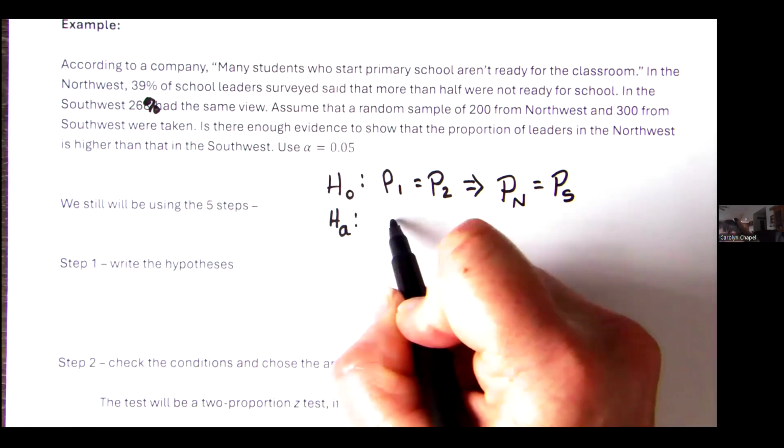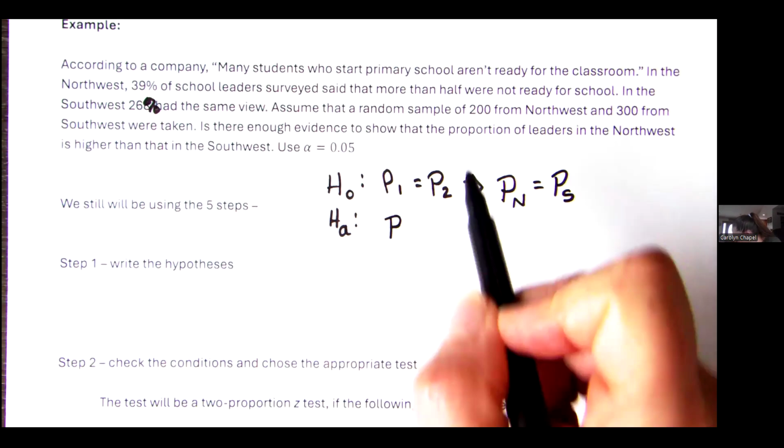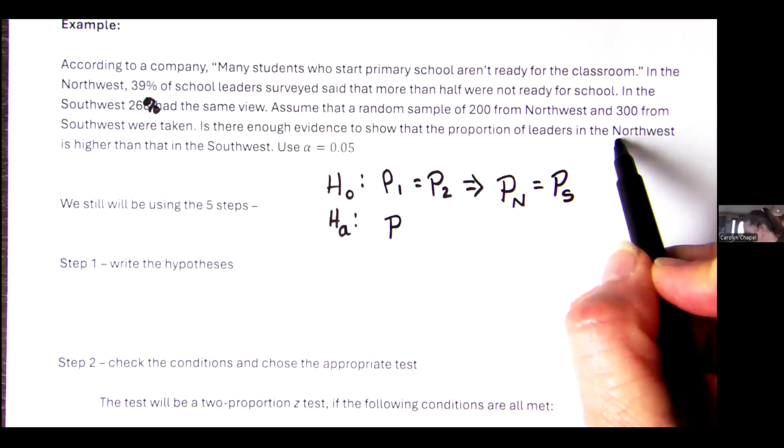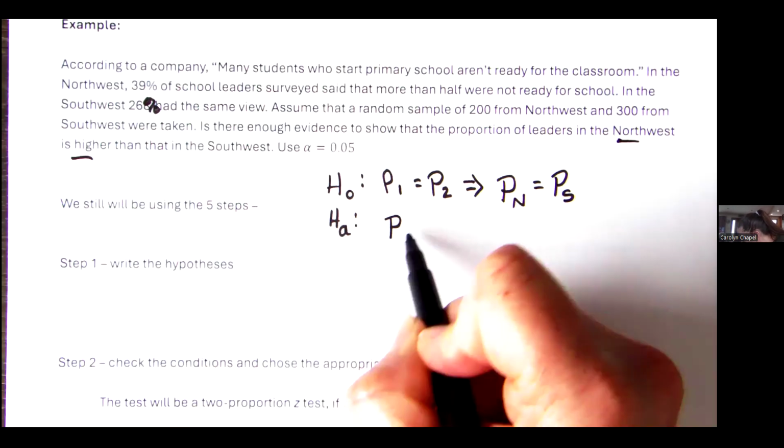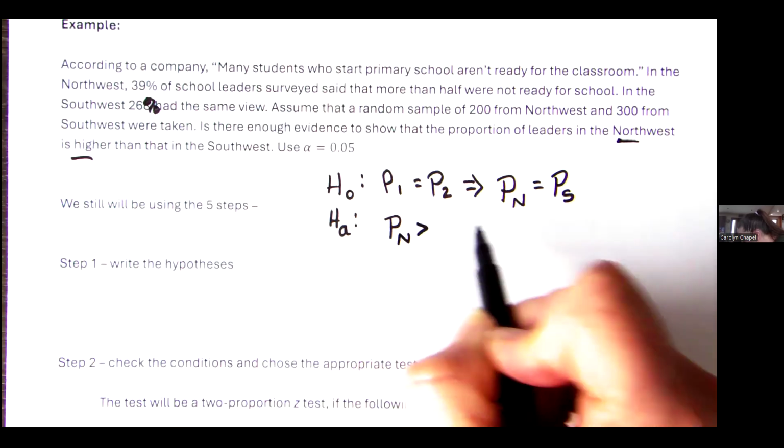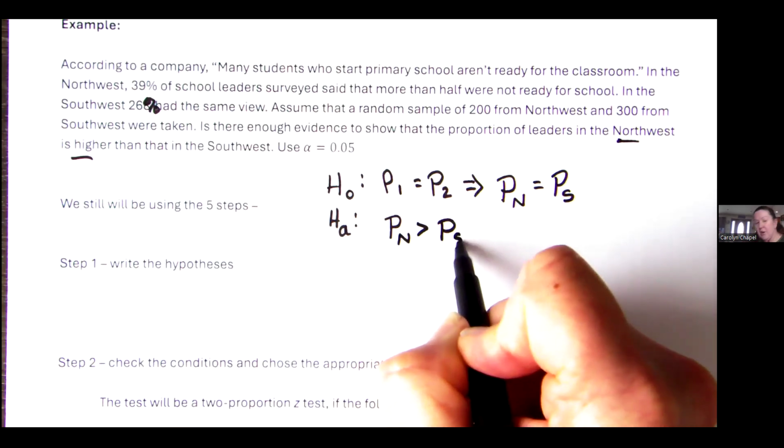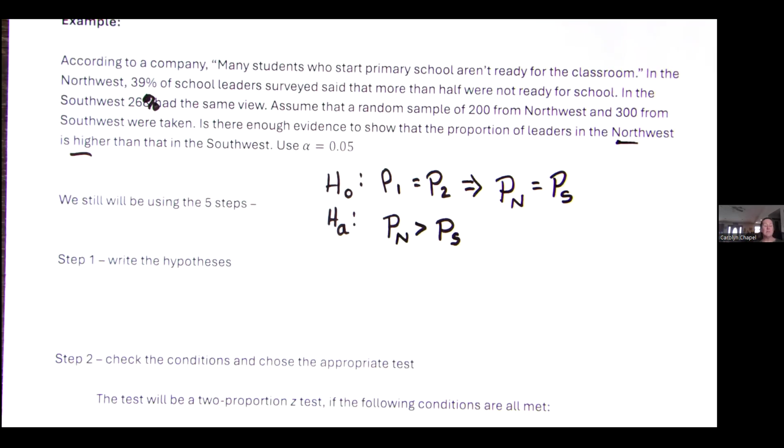And then I can write my alternative because we are saying the Northwest is higher. So that helps me determine which way that inequality is going to go. If I do them generically, it's harder for me to keep track of what numbers are going to go where when I get to my software.